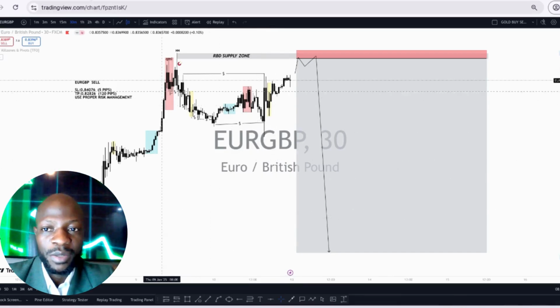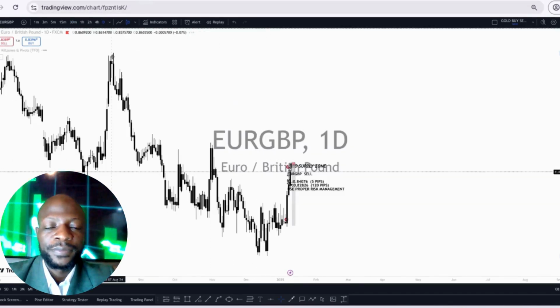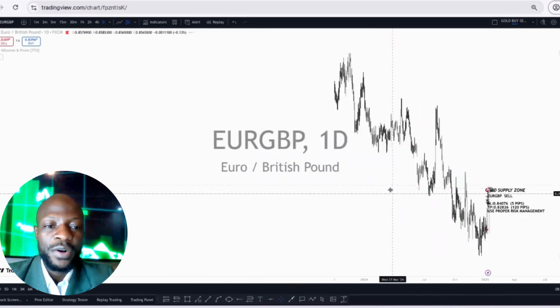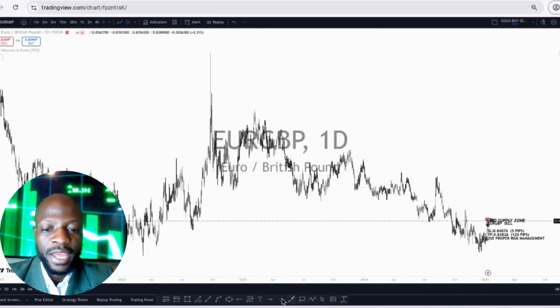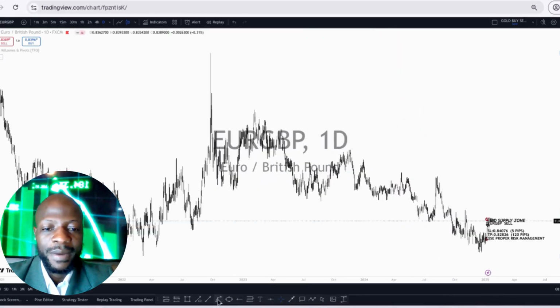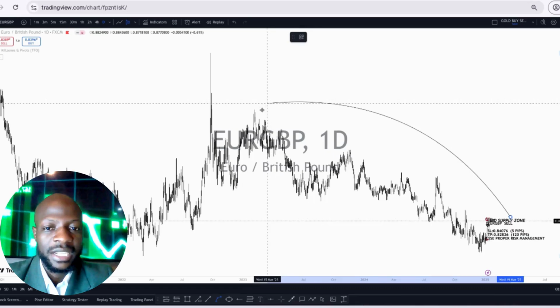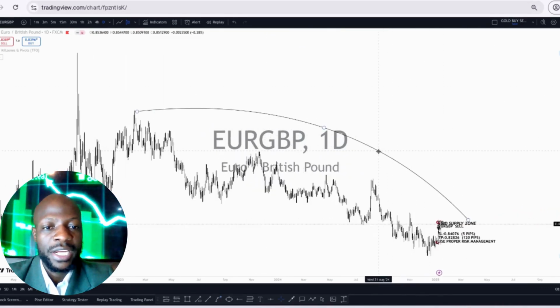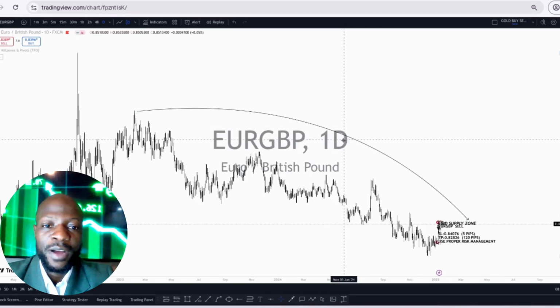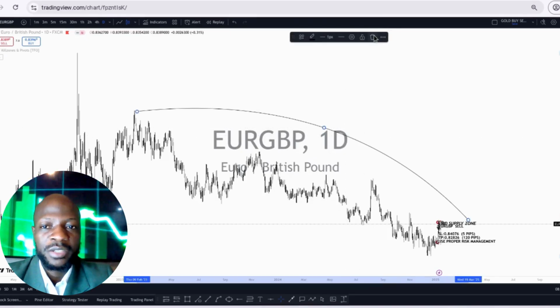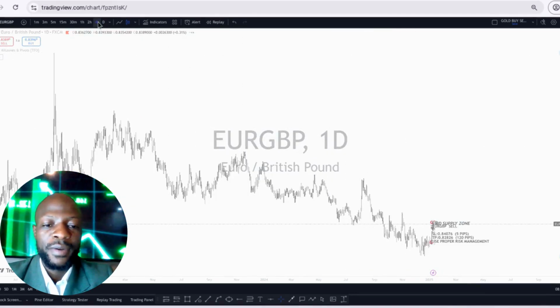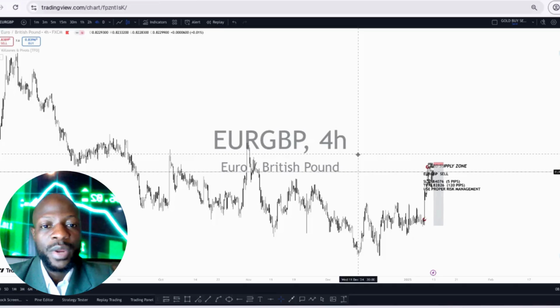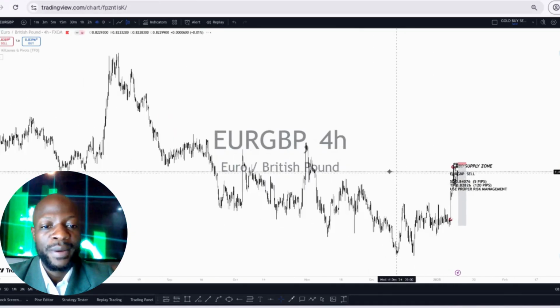So let's see what is happening on the higher time frame. So what is the overall direction of the market? From here, you can clearly see that the market has been pushing to the downside overall, right? So we've seen that the market has been pushing to the downside right here. Therefore, it's only right for us to look for selling opportunities, right? So let's go to the 4-hour time frame and see what is happening. It's really, really important for you to do your multiple time frame analysis.